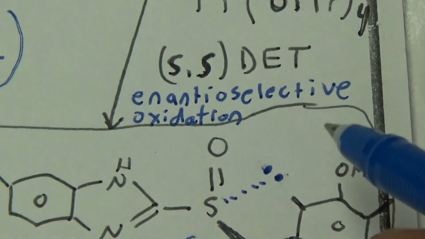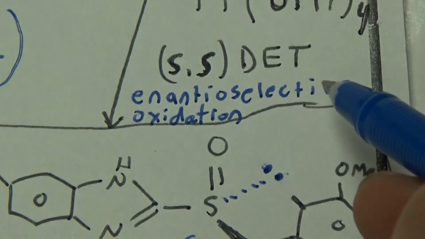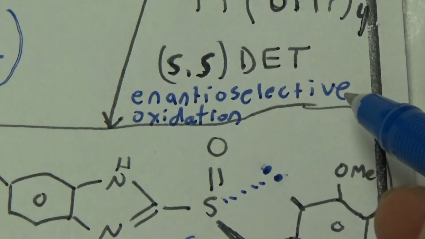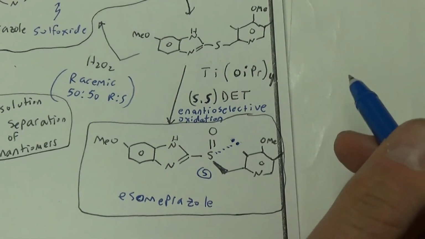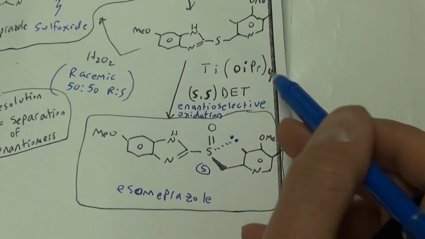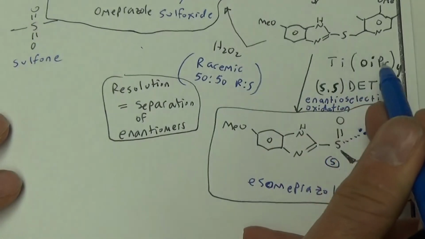Enantioselective oxidation. But there's a gazillion different enantioselective reactions, and that's a whole topic of advanced organic chemistry. If you take a synthesis course, you'll learn more about enantioselective reactions. Okay, so lastly, let's just draw what this is and what that is. I'm just going to sneak that down here. So this is very simple.